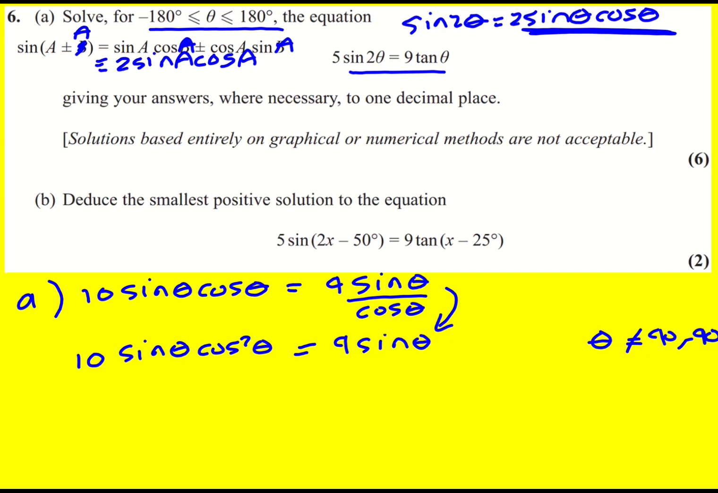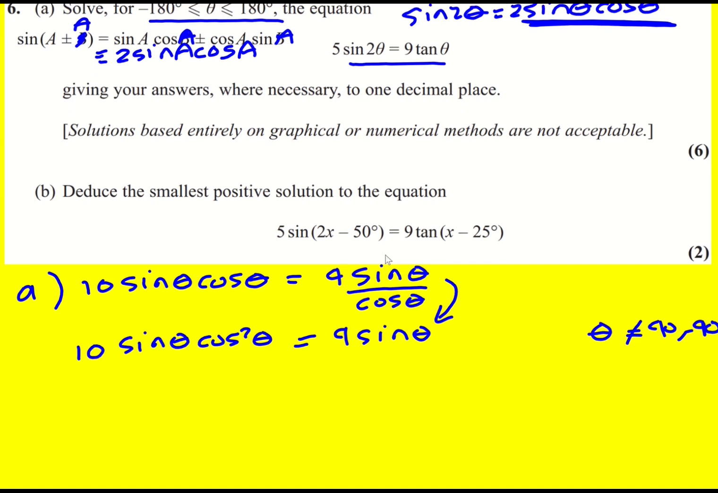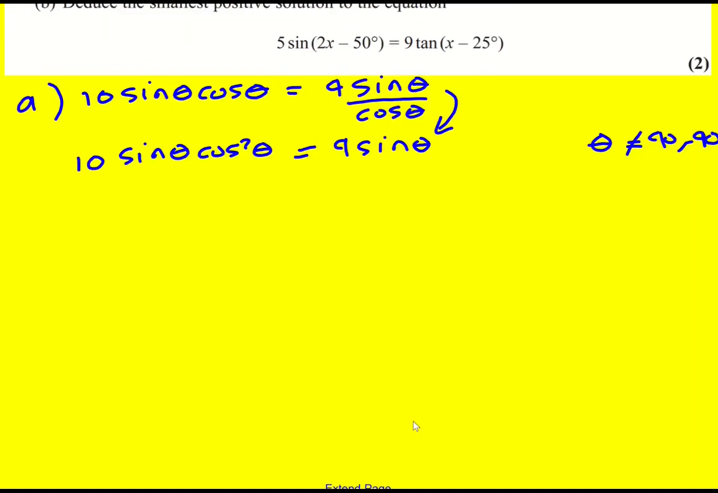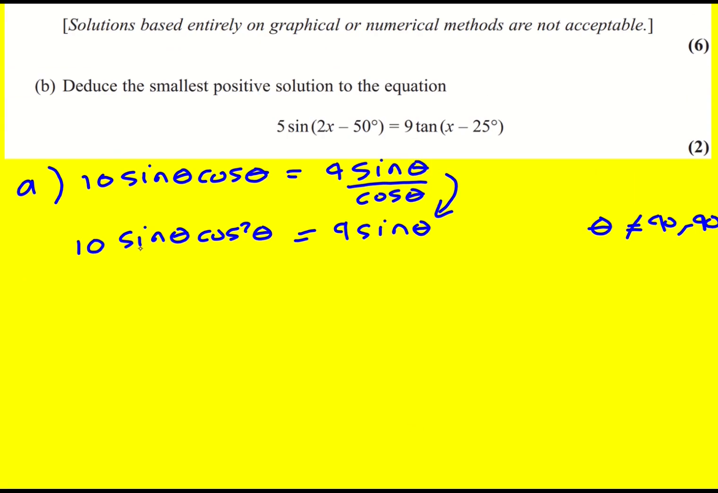Okay, there's two approaches for doing this next bit. Approach number one, this is how I would do it, but you just have to be careful, is you could cancel out the sine thetas and write 10 cos squared theta equals 9. You just have to account for sine theta equaling 0, because you can't divide by sine theta if it's 0. And sine theta equals 0 is a solution to this because it would work. So that is one approach.